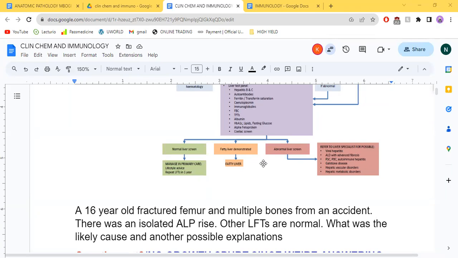And then also, let's talk about some other reasons that could cause a high level of ALP. There's Paget's disease, rickets or osteomalacia, hyperparathyroidism, and osteogenic carcinoma. Those are some other reasons why ALP could be raised, but what's relevant to this specific case was him having a fracture and the bones repairing and reforming.